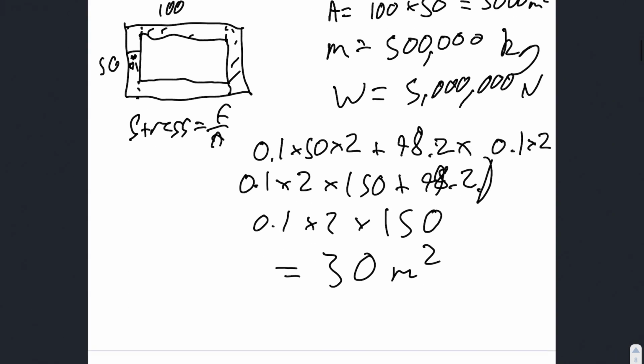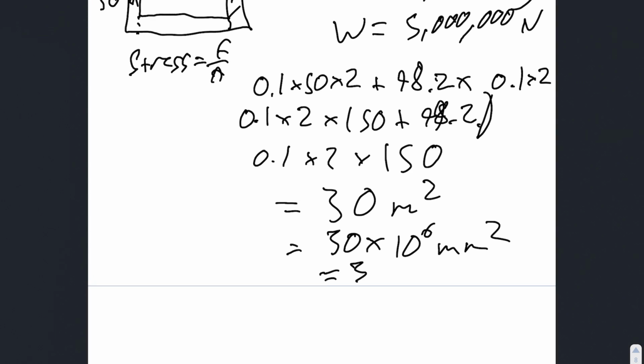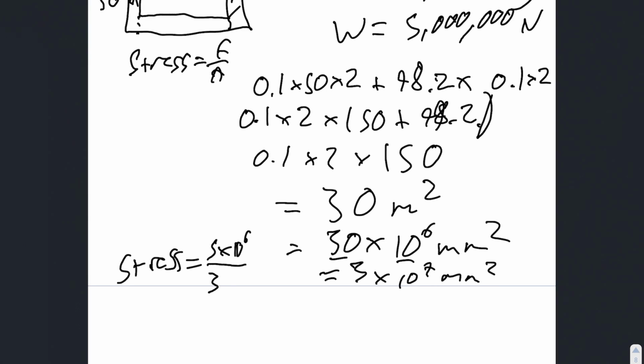And this is newtons per millimeter squared. So the conversion factor between a meter and a millimeter is 1,000, but when it's meters squared, it's 1,000 squared. So we know this is 30 times 10 to the 6 millimeters squared, which is 3 times 10 to the 7 millimeters squared. So we know that the stress it is taking is 5 times 10 to the 6 over 3 times 10 to the 7.